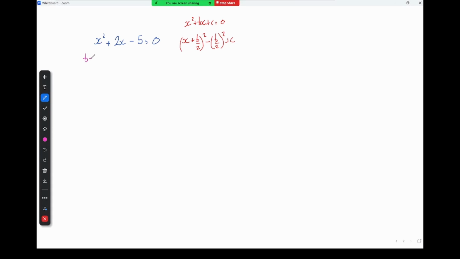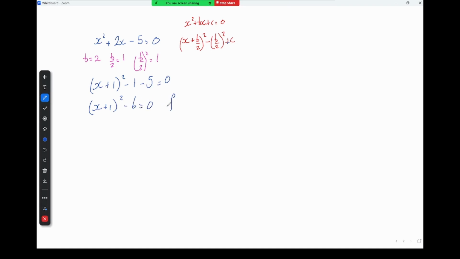Firstly, noting that b equals 2, so b over 2 is going to be nice and easy, isn't it, equals 1, and b over 2 squared is still 1. So let's put that into completed square format. It's going to be x plus b over 2, 1, squared, minus b over 2 squared, so minus 1, and then we've got the c at the end, minus 5 equals 0. So that means I've got x plus 1 squared minus 6 equals 0.